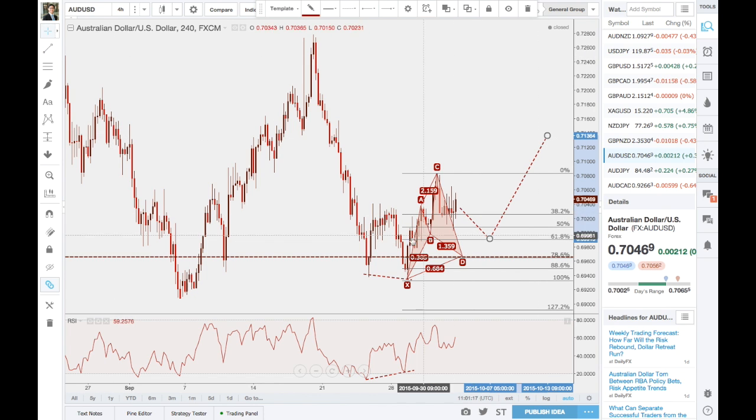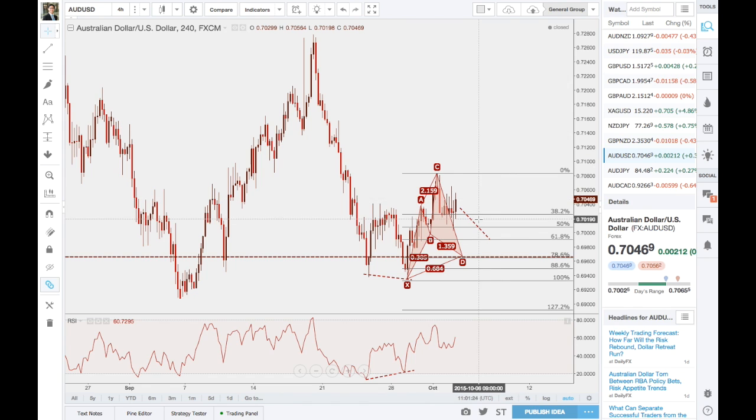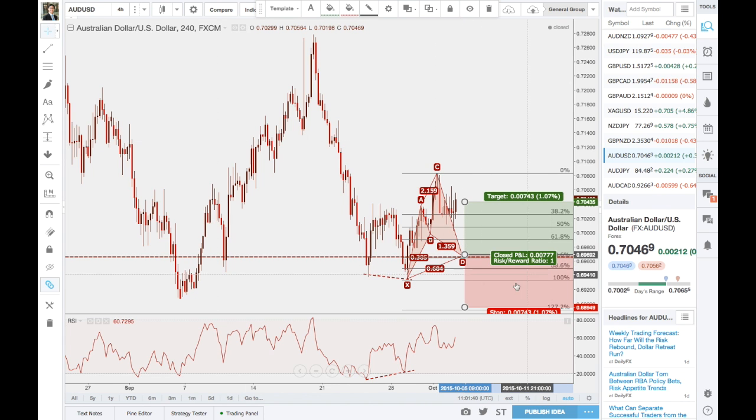But since we also had a cipher pattern setting up over here, what I would want to do is wait for a deeper retracement to the 786, which coincides with the completion of the cipher pattern. The main reason is risk to reward. So basically I'll be entering at the 786, let me put in the 2. I'll be entering at the 786, and my stops will be below my lowest low, which is below my X point.